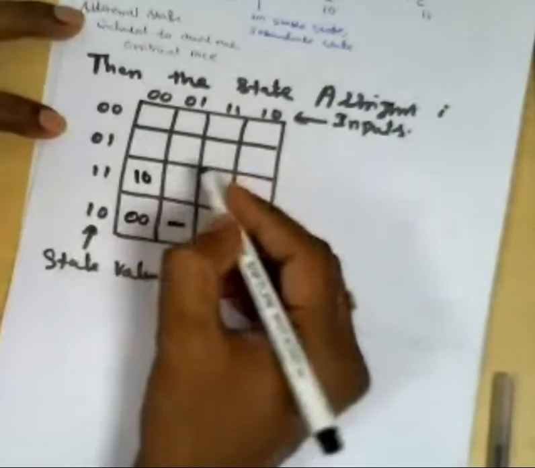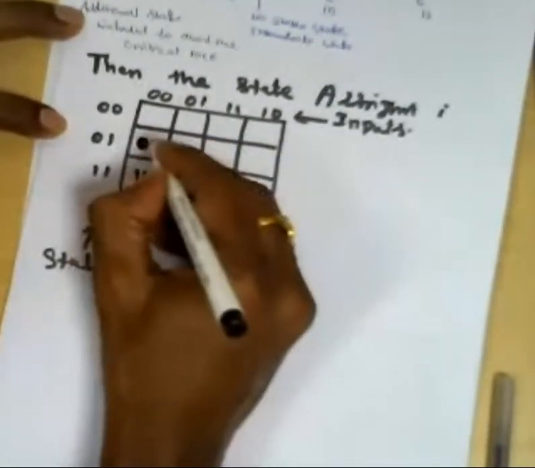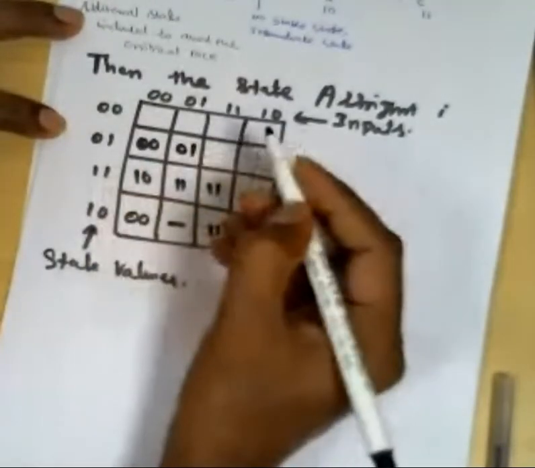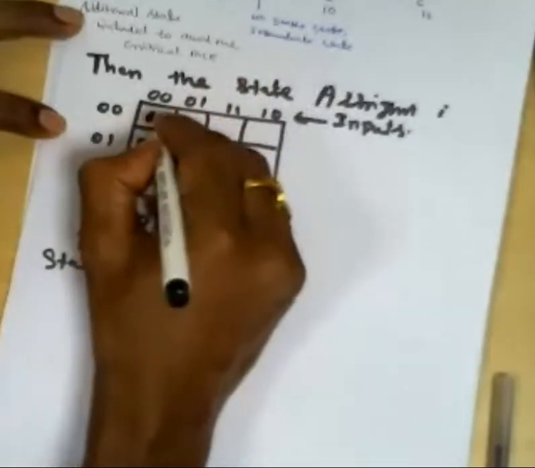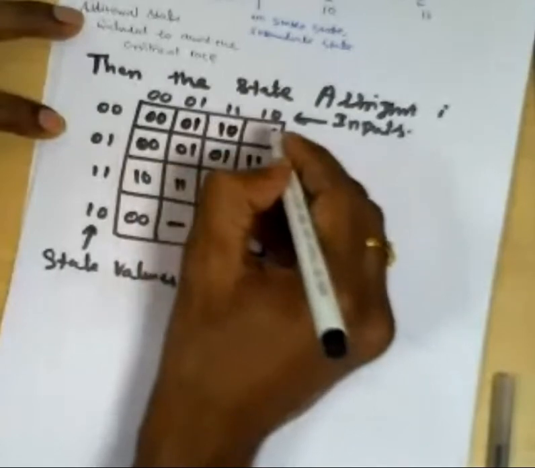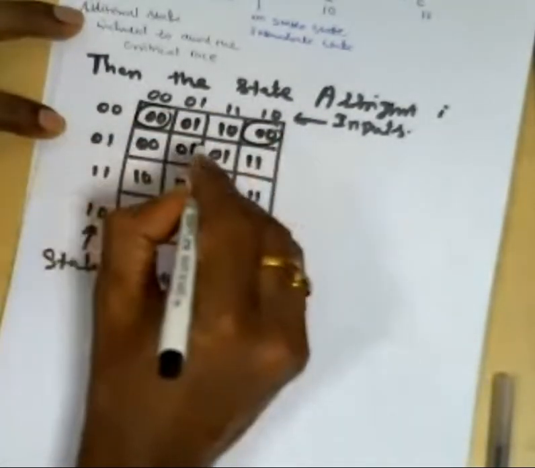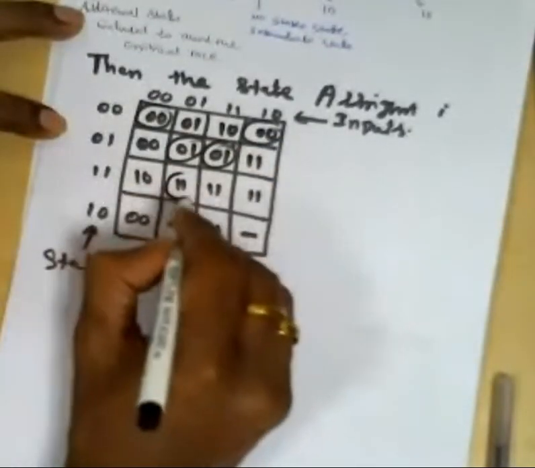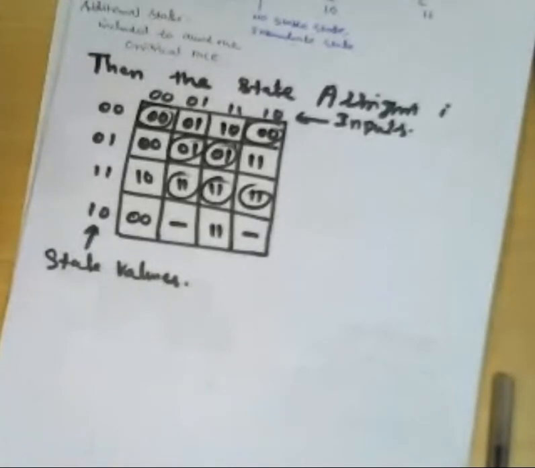Here 0, 0. Here 1, 1. Here 1, 0. 1, 1. 1, 1. 1, 1. 0, 0. 0, 1. 0, 1. 1, 1. 0, 0. 0, 1. 1, 0. 0, 0. Stable states are 0, 0, 0, 0, 0, 1, 0, 1, 1, 1, 1, 1, 1, 1. No stable state. That's all. This is the value assignment.